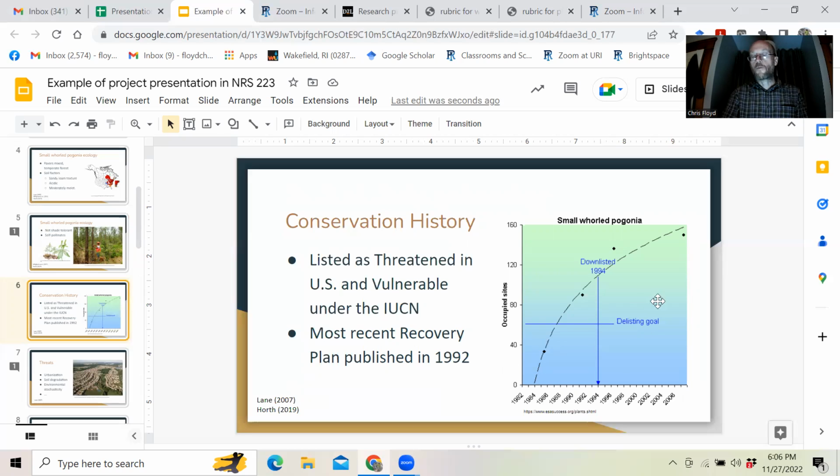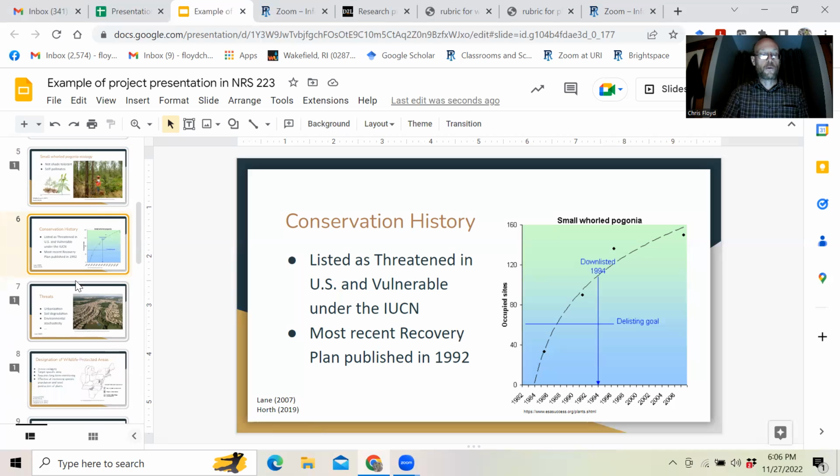And here's a little graph that shows the timeline for the delisting goal. It was downlisted at one point as a delisting goal. Anyway, it's listed as threatened in the US, vulnerable under the IUCN. There are the citations right there. The most recent recovery plan was published in 1992. That's a pretty old recovery plan.